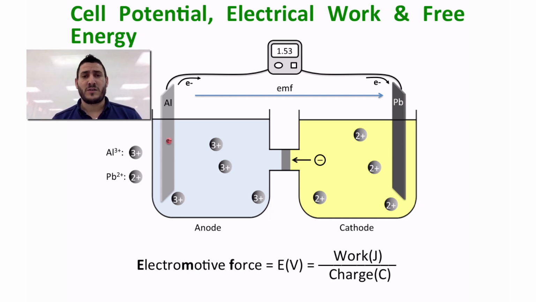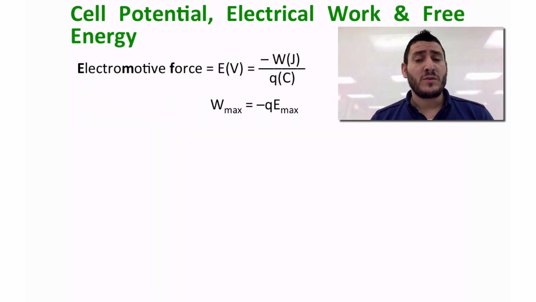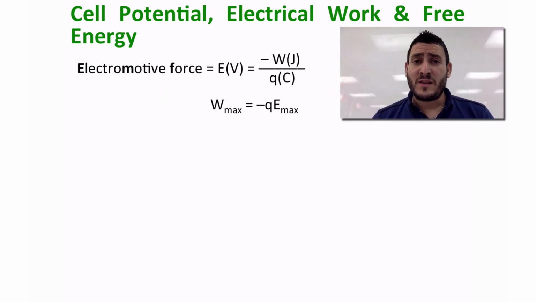Now here we'll consider the cell as the system, and since the work is done by the cell, it will be indicated by a negative sign, and therefore the potential energy is going to be equal to minus W over Q. If we rearrange this expression, we will get that the work is equal to minus Q multiplied by E max. From this equation, it can be seen that the maximum work could be obtained at the maximum cell potential, and therefore W max is equal to minus Q E max.